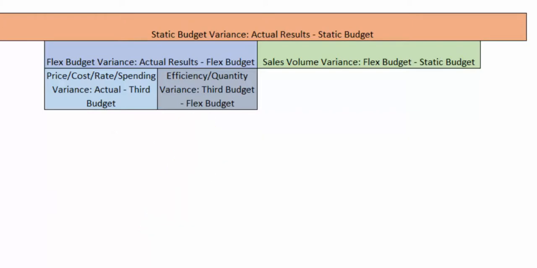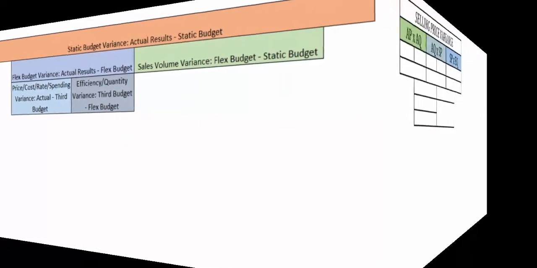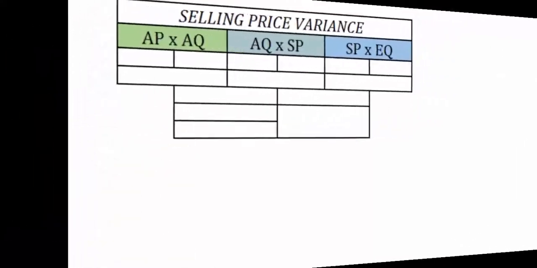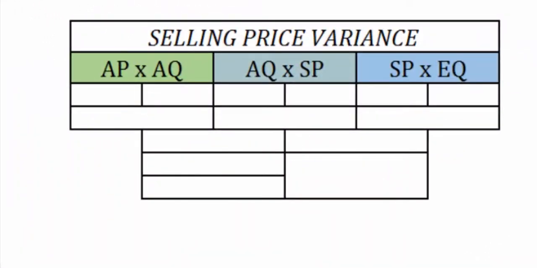We're going to start with the selling price variance. So on this spreadsheet, I'm showing you a picture of the selling price variance. This variance is going to be slightly different from our next three variances, but we'll go ahead and start with this one anyway. So on the left, in the green box, I have actual price times actual quantity.